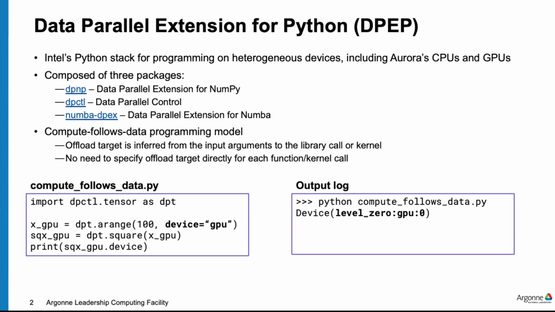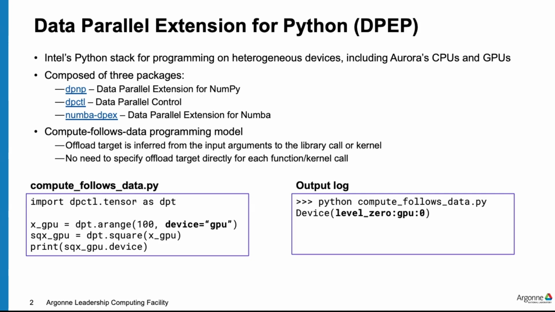The overarching programming model for all of these different packages is what Intel calls compute follows data. And what this means is that the offload target is actually inferred from the input arguments to the library call or the kernel call. So when you call a particular function, or if you make a kernel in NumPy and then you launch it, you don't have to specify what device that kernel runs on each time. That is actually inferred just on the input data.